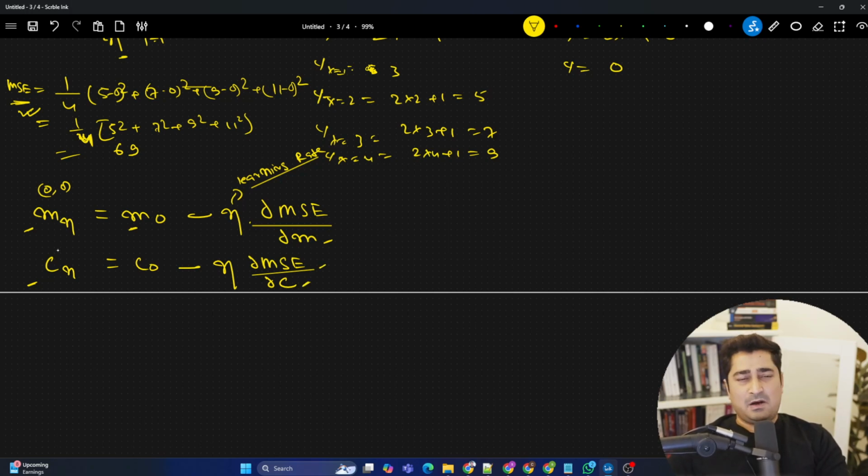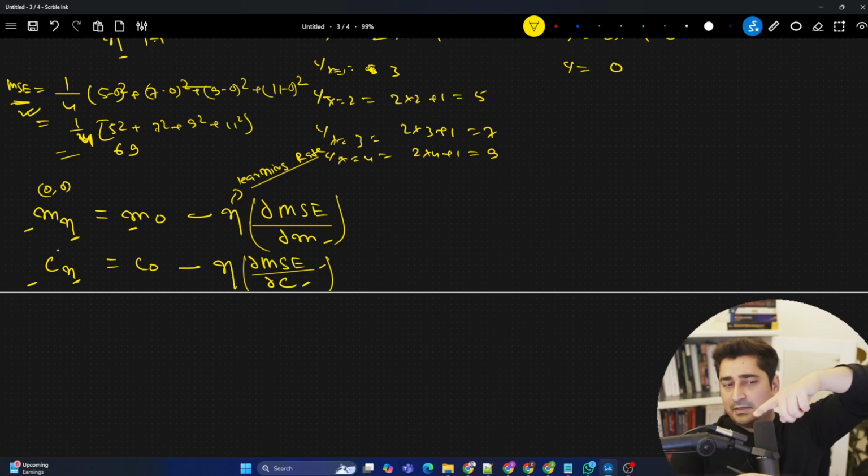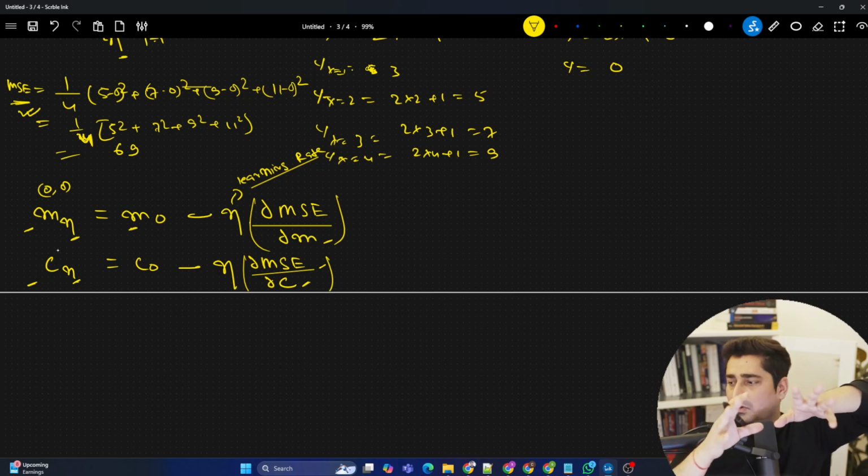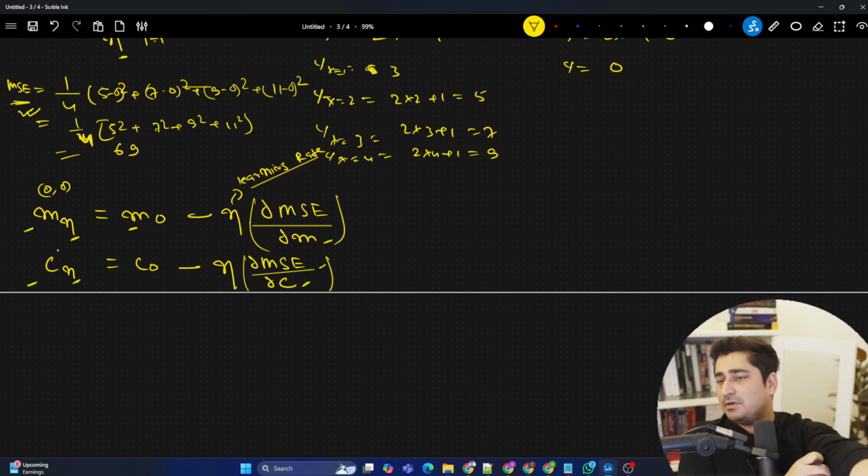Somehow, I don't know how as of now, but somehow if I'm able to find out this value, then I will be able to find out the new value of M and the new value of C. And I will keep on doing this unless and until I optimize my loss, unless and until I reach a point where my loss is going to be minimum. So I'm just trying to reduce the loss as much as possible, as minimum as possible. That is something that we have to reach.